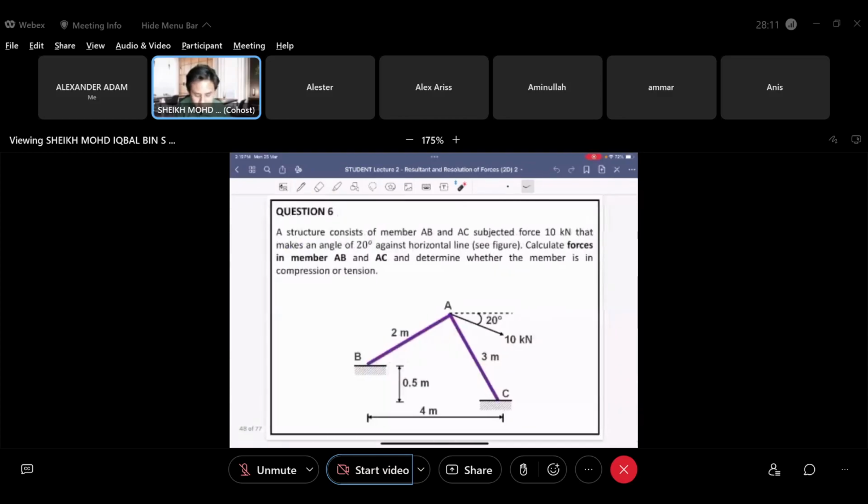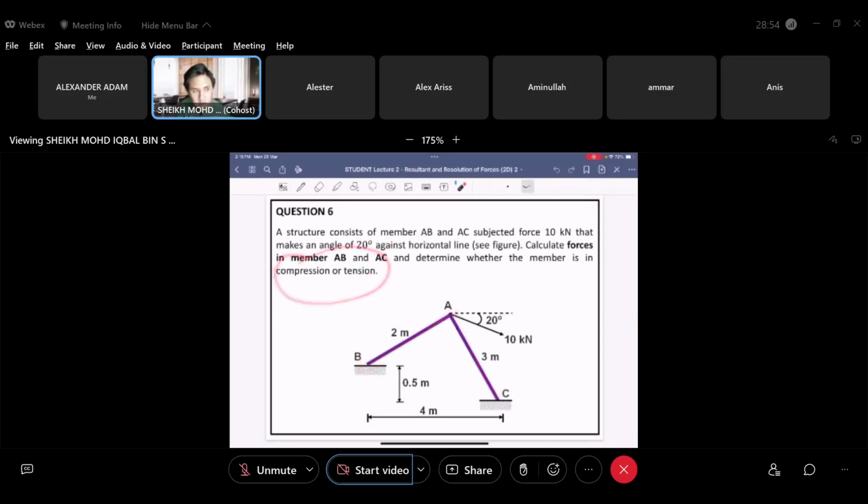Okay, so this is the question. I think it's easier for me to show you how to resolve the forces than just explaining the theory behind it. So basically, you have to look back at the question here. A structure consists of members AB and AC, subjected to a force of 10 kilonewton that makes an angle of 20 degrees against the horizontal line, as in the figure here. Calculate the forces in members AB and AC, and determine whether each member is in compression or tension.